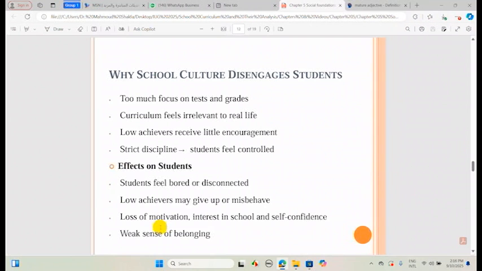So how can our students be creative and show initiative when they don't have passion and they feel bored or disconnected from their schools? Low achievers may give up or misbehave. No respect at the schools for them. They look at them as failures. Loss of motivation, interest in school, and self-confidence. They lost hope, weak sense of belonging. So they feel they don't belong to this place. So this is one of the biggest challenges you may face in your future as a teacher.